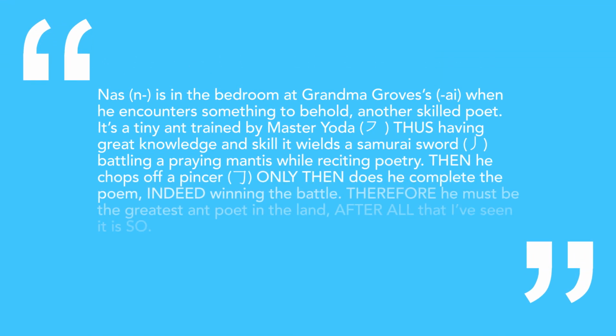So let's see here. Naz is in the bedroom of Grandma's Groves, which is the I set for him, AI, when he encounters something to behold, another skilled poet. It's a tiny ant trained by Master Yoda. That's the top component. Thus, having great knowledge and skill, it wields a samurai sword, battling a praying mantis while reciting poetry. Then he chops off a pincer. Only then does he complete the poem, indeed, winning the battle. Therefore, he must be the greatest ant poet in the land. After all that I've seen, it is so.